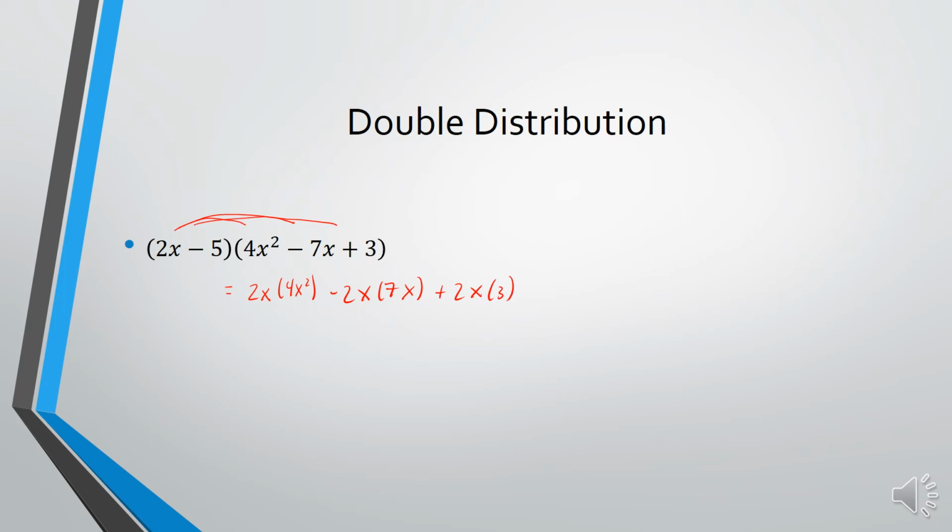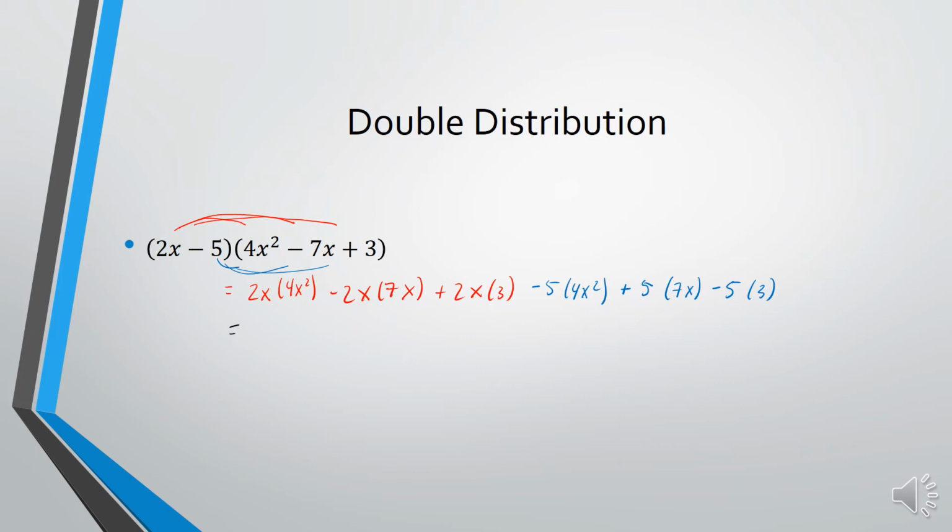So far, so good. Then I'm going to distribute my negative 5. So that'll give me negative 5 times 4x squared. My next term is going to be positive because I have two negative terms being multiplied. So plus 5 times 7x, and then minus 5 times 3. Let's see if we can multiply this out and then combine some terms.